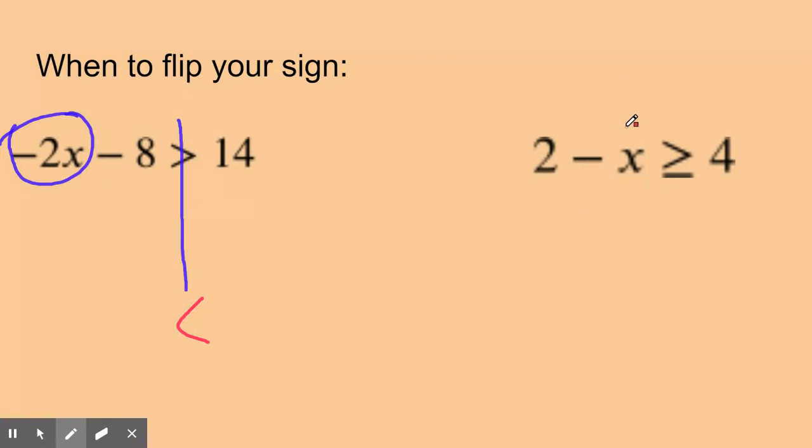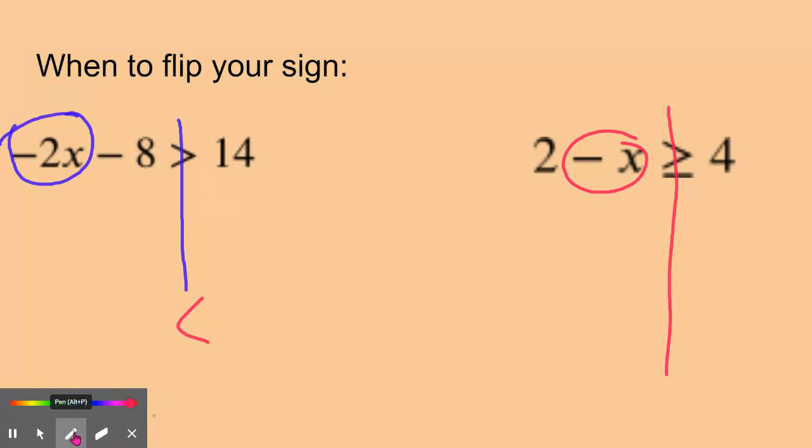In the next one, 2 minus x is greater than or equal to negative 4. Draw your line and circle. Well, I have a negative attached to the variable. This tells me, once again, I would have to flip my symbol before I solve.